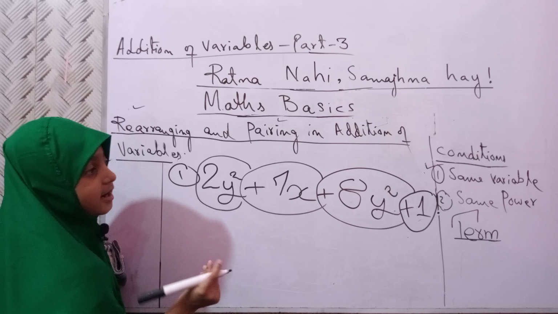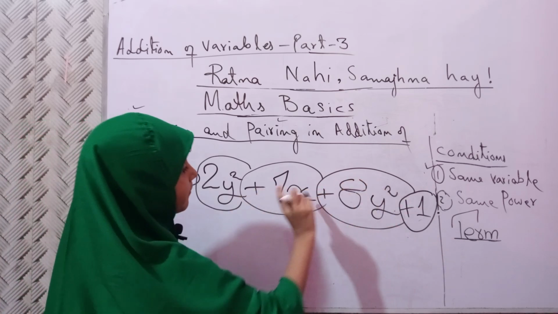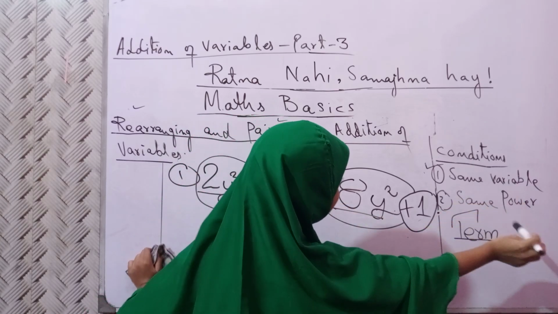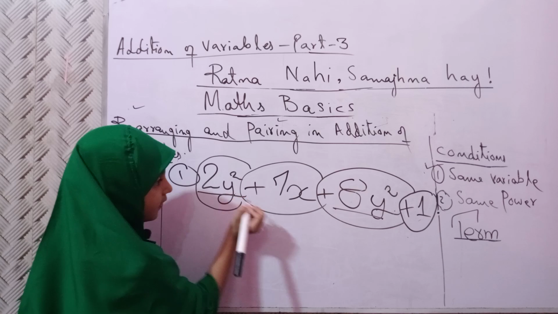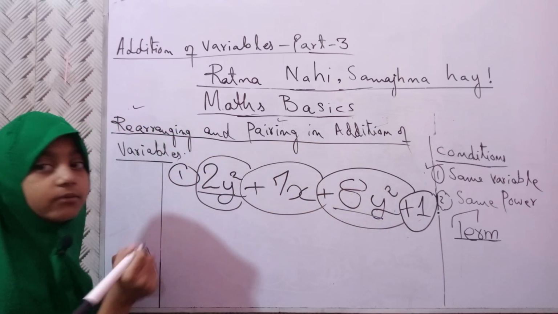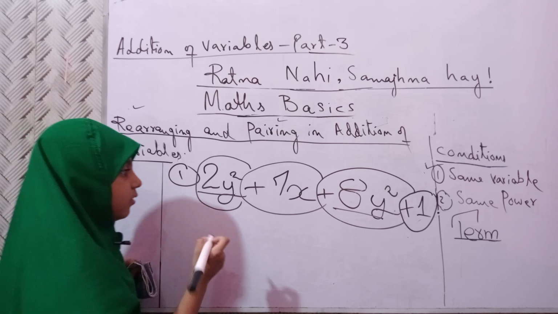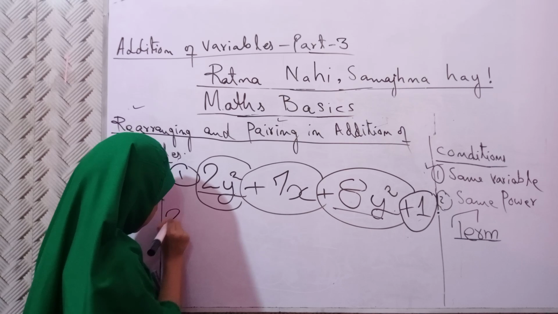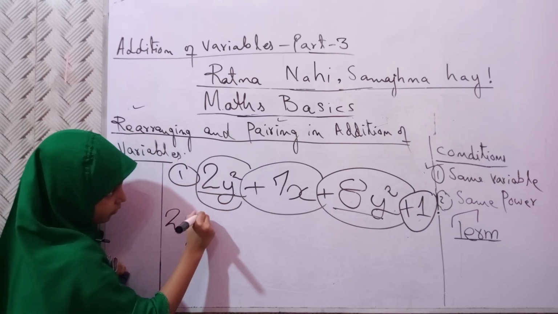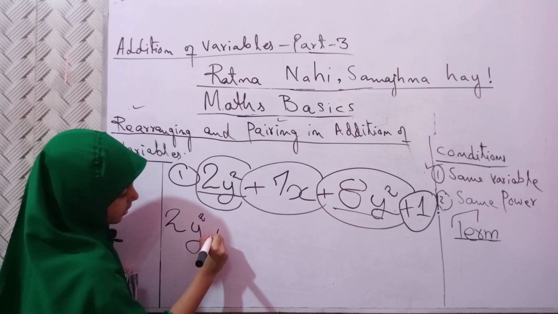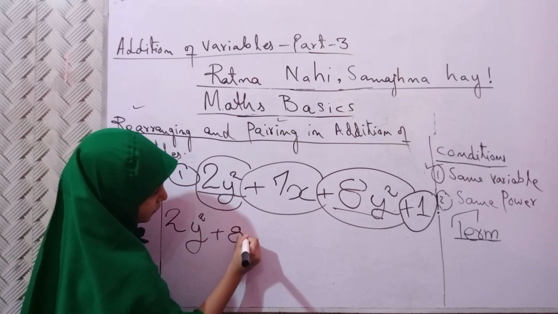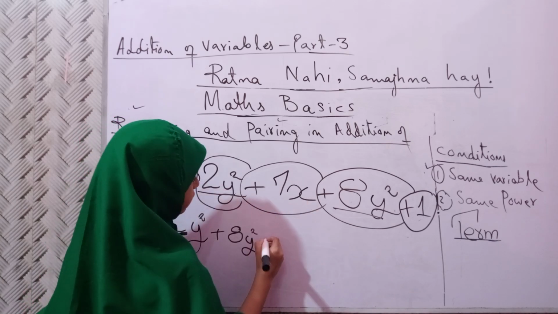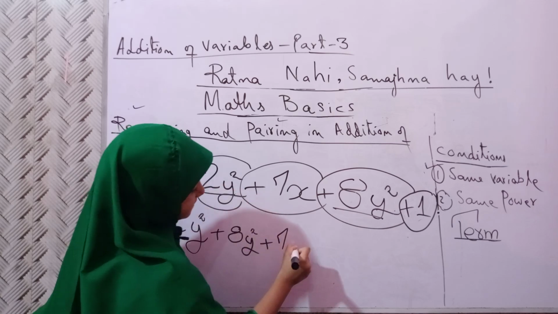Now I will rearrange, and not forget the conditions. Now this and this. See, there is the same variable and same power. Look, same variable y and y, power 2 and 2. They are the same variable. Now I will write it down. Look, 2y square plus 8y square. Now the remaining thing we will write down, because they are not the same.